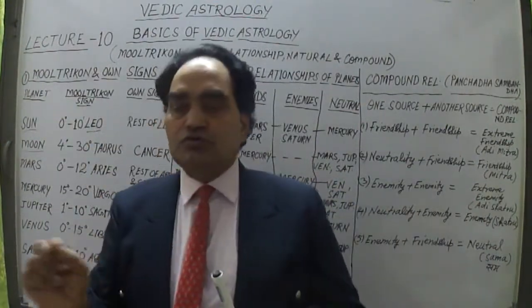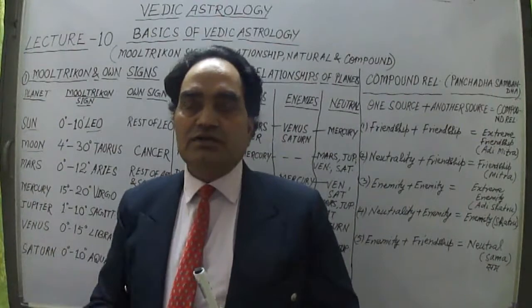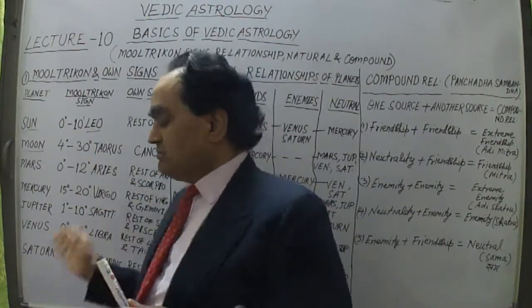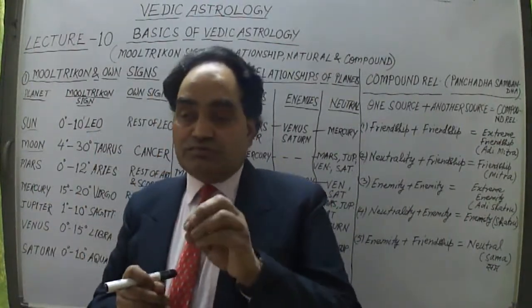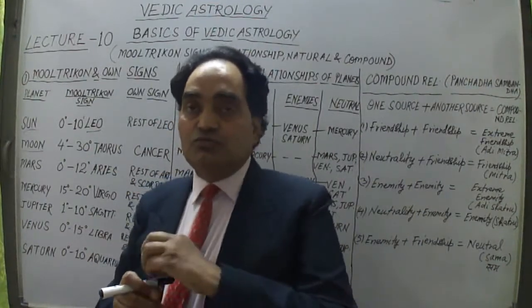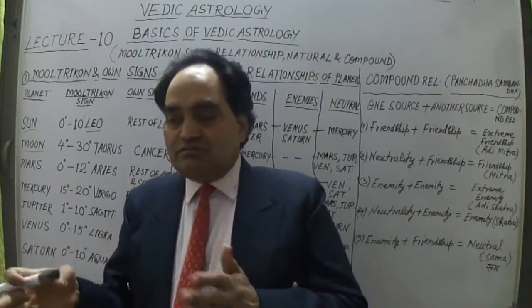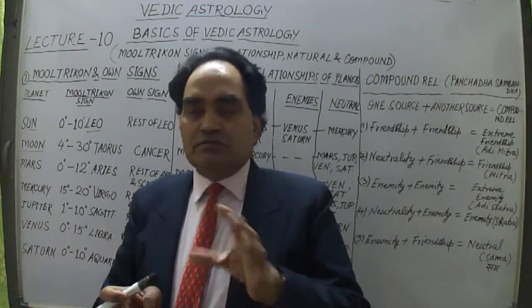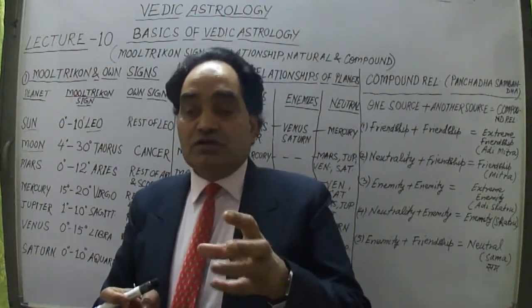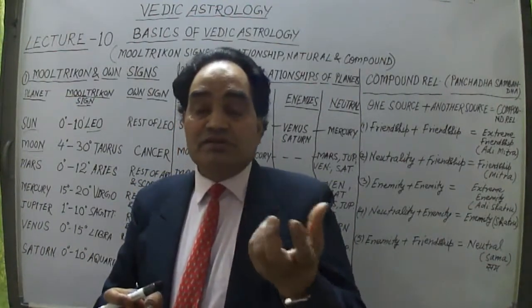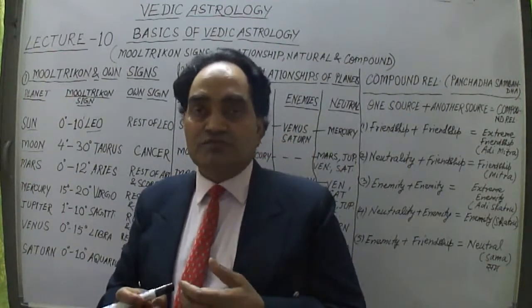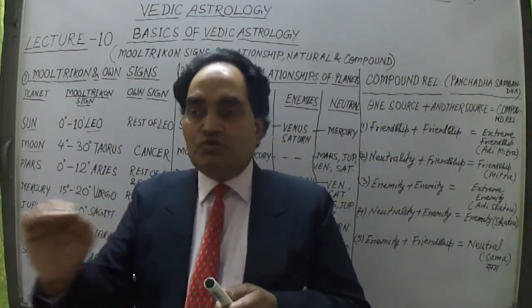Please note them down in a diary. They are very important, because when you see a planet in its own sign, in the Mooltrikon sign, or in its remaining portion, you can imagine the activity of that planet and what kind of power it has in that sign. This is the importance of this. Then prediction becomes more accurate.